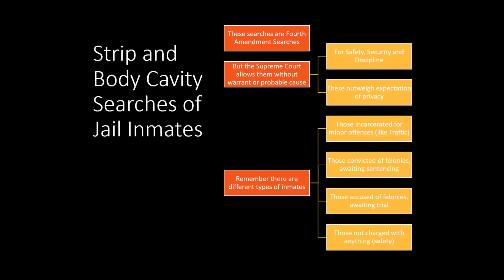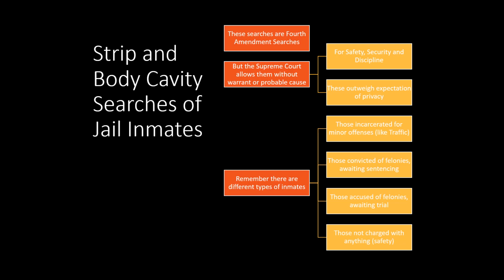But please remember, there are different types of inmates. There can be people brought in for very minor offenses like traffic. We read a case earlier in this text about someone who was brought in because her kids were not buckled up in a seatbelt. There are those that have been convicted of a felony. You might have someone that has killed 47 people with a spoon in his basement, and he's been convicted, and now he's awaiting sentencing. Because we're talking about jail inmates here, not prisoners.